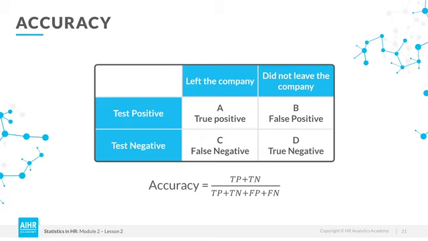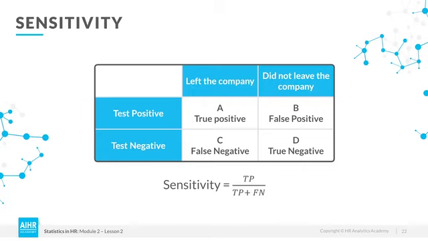In predictive algorithms, accuracy is the most important measurement to determine the success of the algorithm. In an ideal world, our accuracy would be 100%. But unfortunately, the real world is often not as predictable as we would like it to be. Next, sensitivity. Sensitivity, or true positive rate, looks at the test's ability to correctly identify people who want to leave.